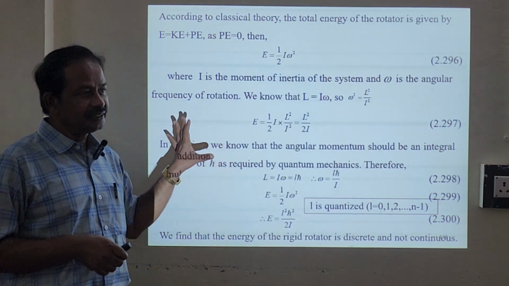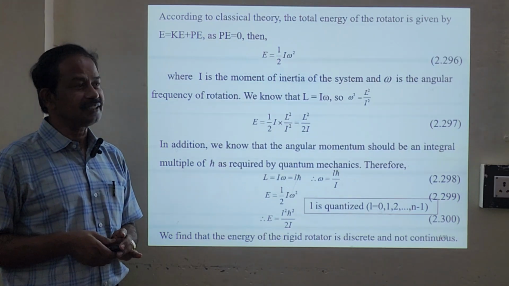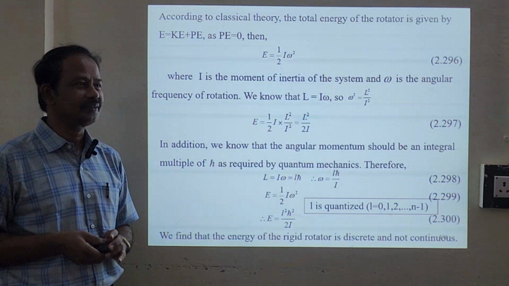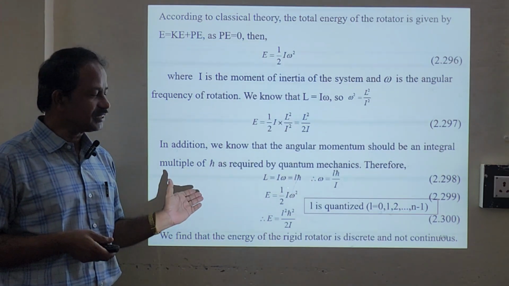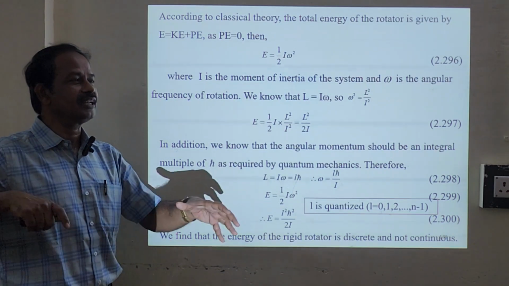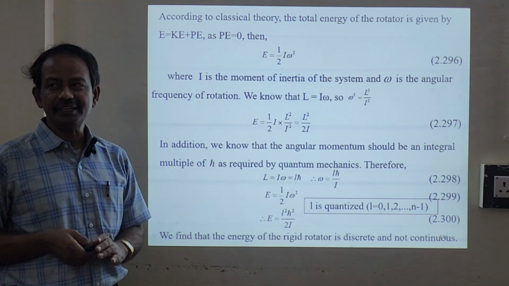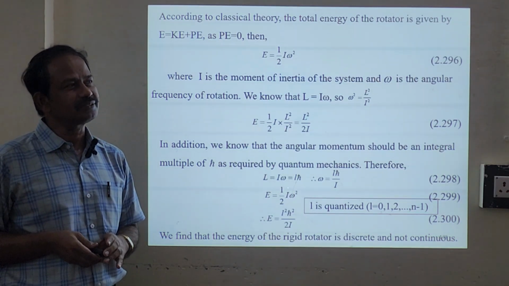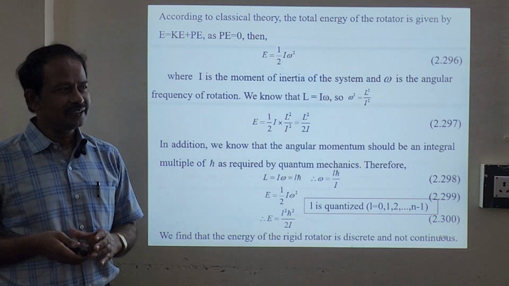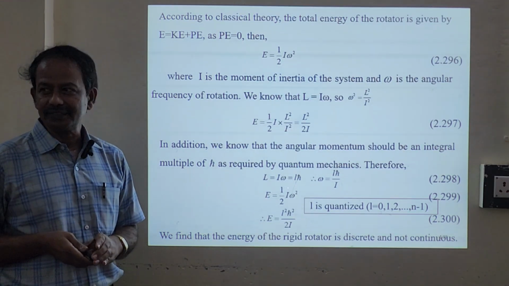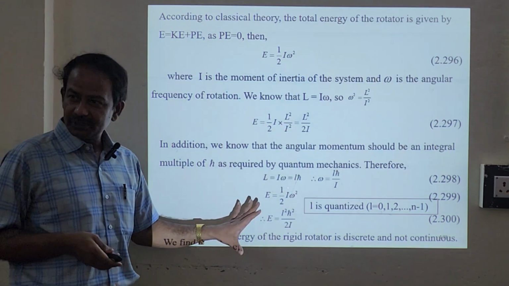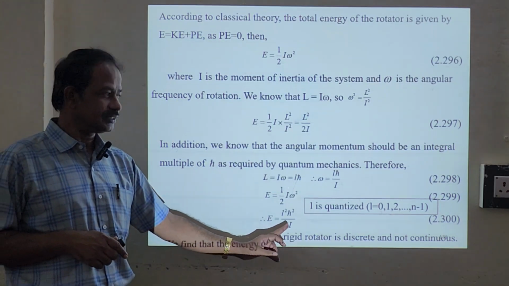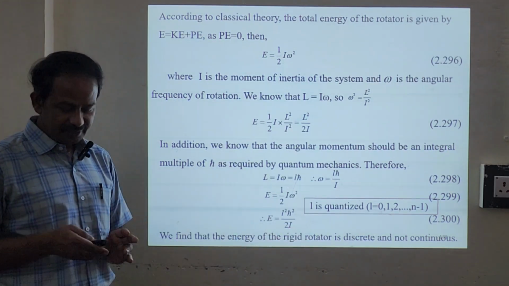This expression and this discussion was carried out by Albert Einstein in the year 1911 in the Solvay conference. He presented this paper for the first time about the rigid rotator, about the diatomic molecule. The extension was done by Schrodinger, maybe after 10-15 years, in 1926-27. So it's clear that the energy of the rigid rotator is quantized. It is not continuous, it is discrete.